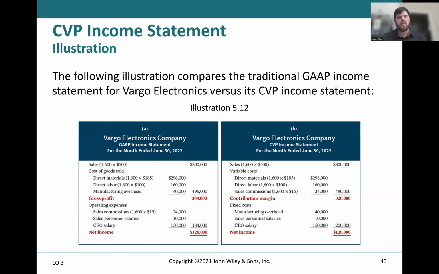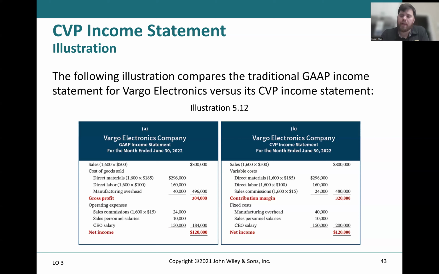But notice, we prepare a very different income statement now for the CVP income statement. The only line that's really identical is going to be sales. That one's not changing. And then the net income will not change. They will be the same. But everything else is going to be moved around in a slightly different way.